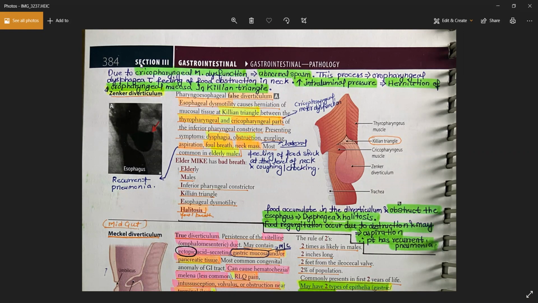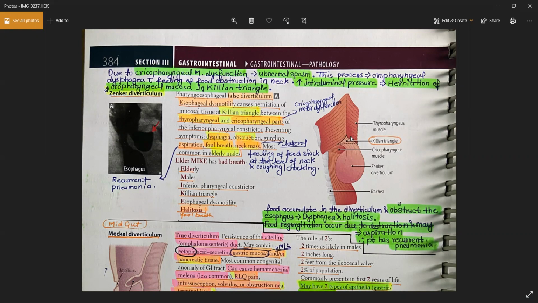Okay, you have the cricopharyngeal muscle, which is involved in the peristaltic movements in the esophagus, right? Whenever dysfunction of this muscle happens, like some kind of abnormal spasms, right? Okay, and this can lead to dysphagia, right? And that increases the intraluminal pressure. And because of this increase in the intraluminal pressure, the patient can have a herniation of the oropharyngeal mucosa in the Killian's triangle. It is very important.